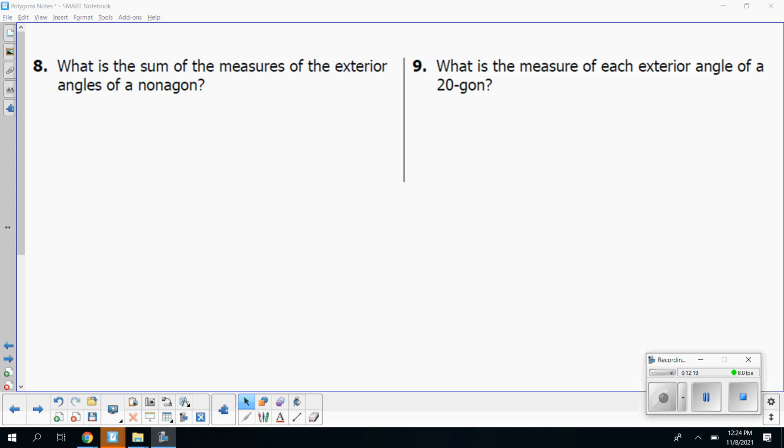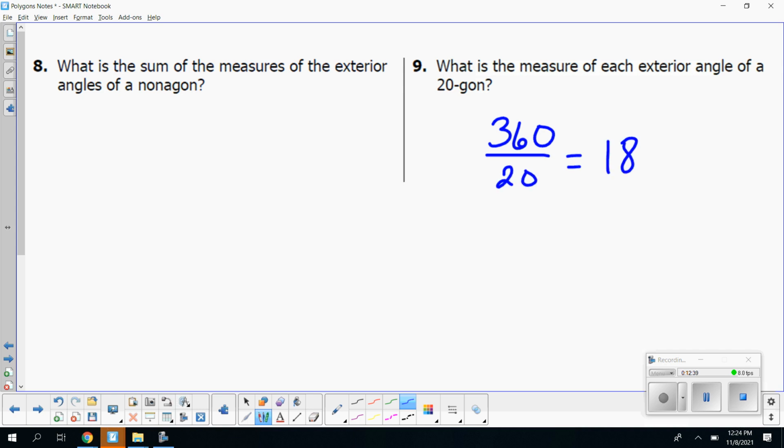All right, let's take a look at number 9 together. Number 9 says, what is the measure of each exterior angle of a 20-gon? Okay, if we take 360, because that is the measure of all exterior angles of any polygon, and we divide it by 20, that's going to give me 18 degrees. So all of the exterior angles of a figure with 20 sides is going to equal 18 degrees.